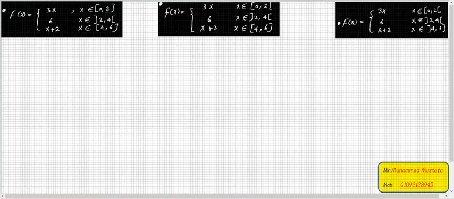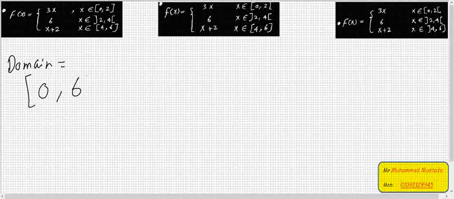D1 is from 0 to 2, then from 2 to 4, then from 4 to 6. We notice that we have the real numbers from 0 to 6. Domain equals from 0 to 6. 0 here is closed and 6 also closed.